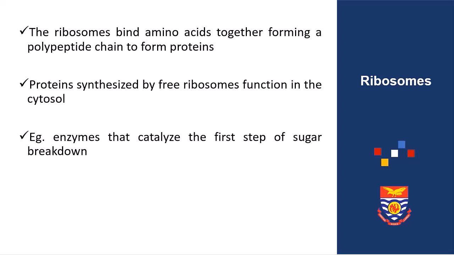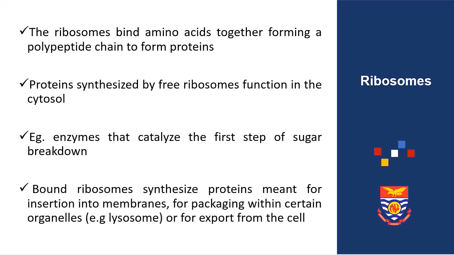In the free ribosomes, the proteins that are synthesized function in the cytosol. An example is the amylase enzyme, and these enzymes catalyze the first step of sugar breakdown. These enzymes are found in the cytosol, and they are synthesized by the free ribosomes. And then for the bound ribosomes, the proteins that they synthesize are normally inserted into membranes, or packaged within certain organelles like the lysosome, or exported from the cell.